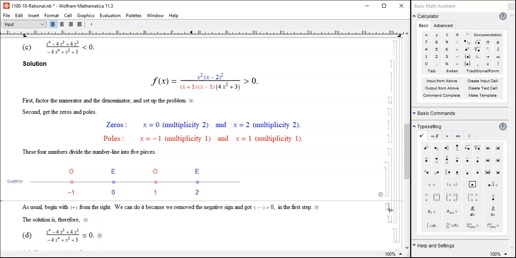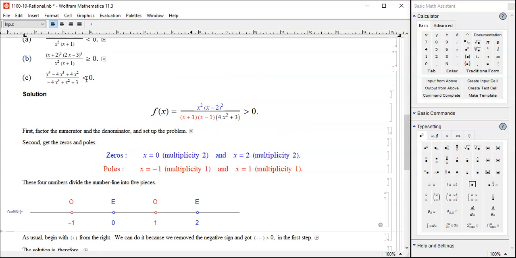Is everybody okay with this? -1, 0, 1, 2 in increasing order, and red, pole, blue, 0, and then they're all hollowed out because we are dealing with strict inequality. Nothing can be equal to any of those. We have multiplicities, odd, even, because we have multiplicities 1, 2, 1, 2.